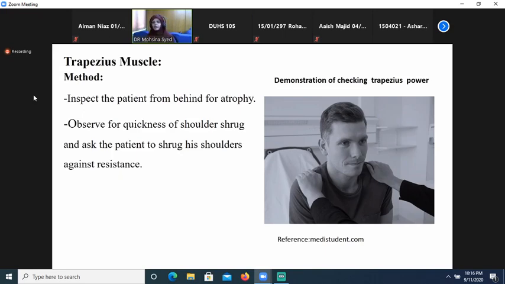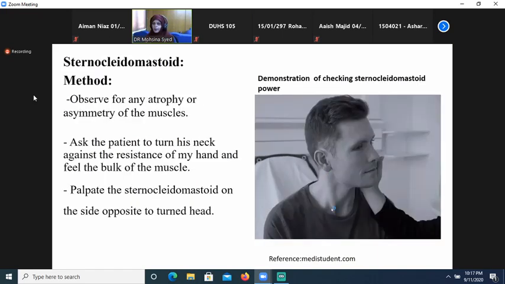And for the sternocleidomastoid, again, we will first inspect for any atrophy of the muscles. This is the sternocleidomastoid muscle over here. So we look for the atrophy of the muscles, and then we place the hand on one side of the face and ask the patient to turn the neck or the head against the resistance of your hand. And we will feel the bulk of the muscle on the opposite side.